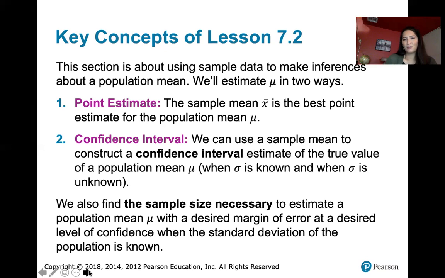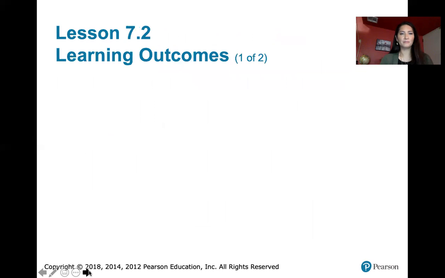It's very important that we're able to do that, because if we know what kind of error we're able to tolerate, and we know how confident we want to be about that confidence interval, it's really important that we know how much data we need to collect in order to get that margin of error that we want, and have that confidence interval that includes the true value of the population mean with that desired level of confidence.